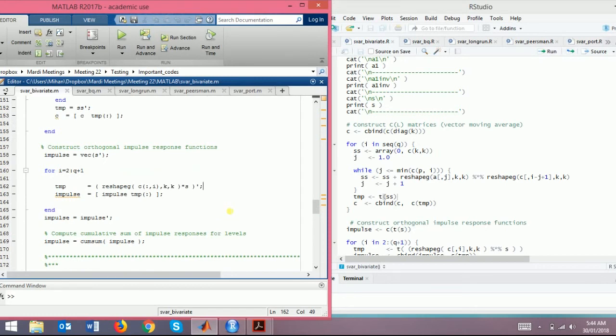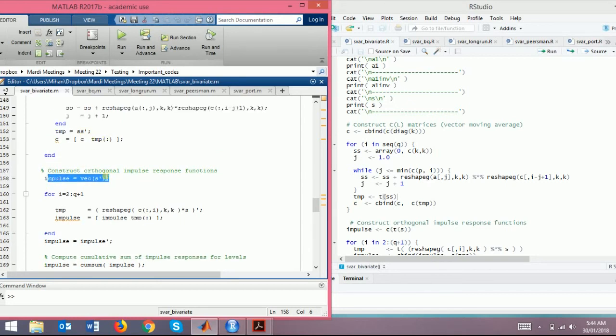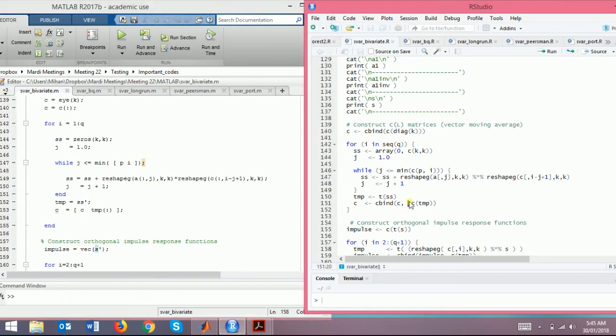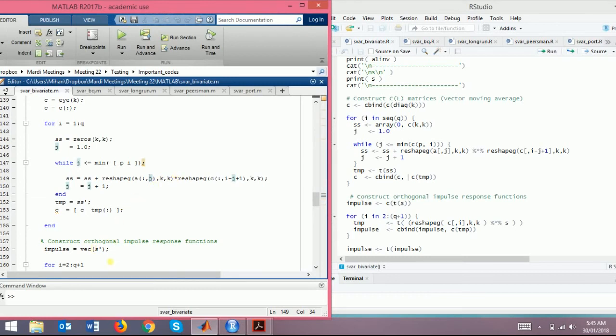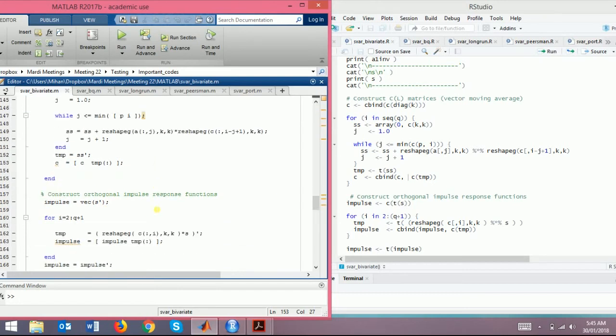And then comes the impulse response function, which is psi h minus 1 multiplied to S. We take the vector of S transpose. What is S transpose again? What is S here? Okay, S is our identifications that we are going to use for the orthogonal impulse response function.